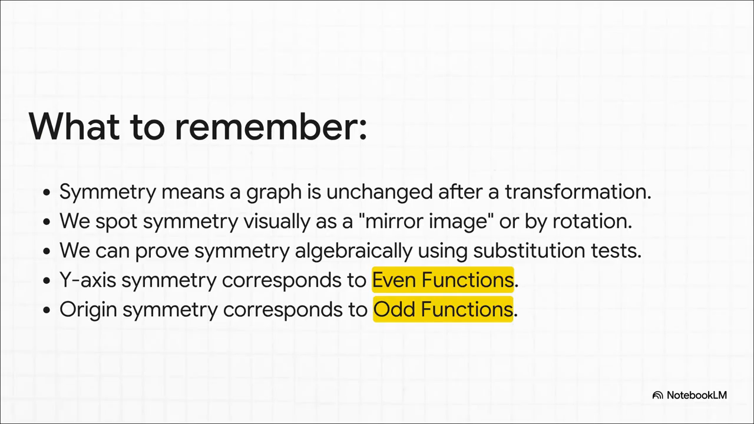So here's what it all comes down to. At its heart, symmetry is just a simple idea, a shape that doesn't change after a flip or a spin. We can spot it with our eyes, sure, but the real power is that we can prove it with those simple substitution tests in algebra. And this leads us to that powerful classification system. Y-axis symmetry means you have an even function, and origin symmetry means you have an odd function. And this isn't just about giving things fancy labels. It's like a secret weapon. It helps us understand and even predict how a graph will behave before we even start plotting points.